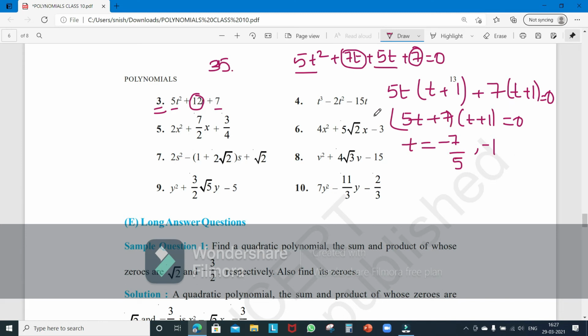Now I think you can check the sum of the roots and the product of the roots. So I'll give you 2 minutes. Try it by yourself by relating the sum of the roots and the product of the roots. I hope you have got it. Yes guys, now we will try the fourth question.